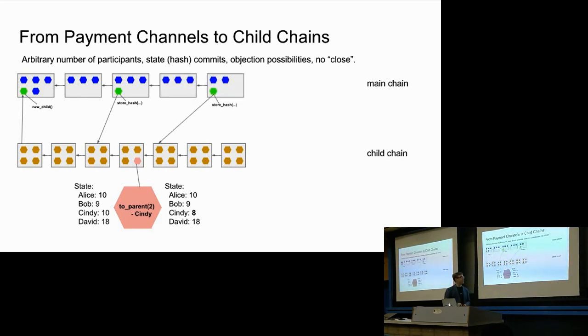And now we have a hash arrow pointing from this main chain block backwards in time to this child chain block, and this child chain block in turn points to the block that contains the to parent transaction from Cindy. And this essentially means that the main chain at this point is aware of the fact that Cindy successfully initiated this token transfer to the main chain.